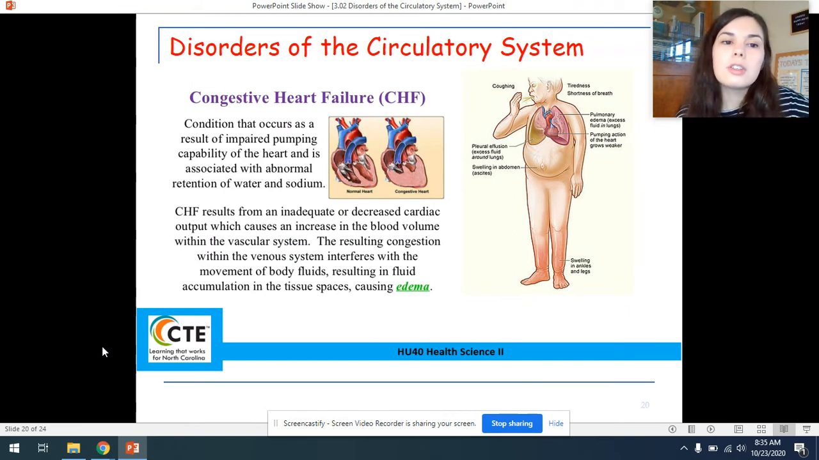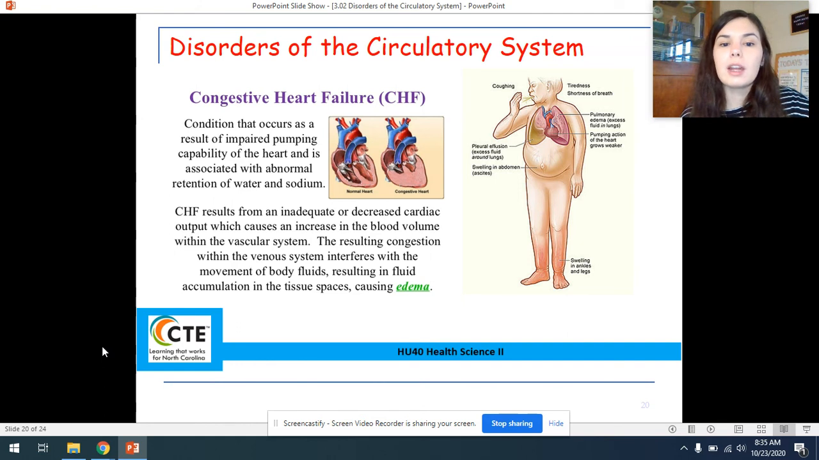Congestive heart failure, or CHF, is a condition that occurs as a result of impaired pumping capability of the heart and is associated with abnormal retention of water and sodium. So it basically means your body is holding in too much water and too much sodium, and then the heart is not able to beat at its proper rate or be able to contract fully.